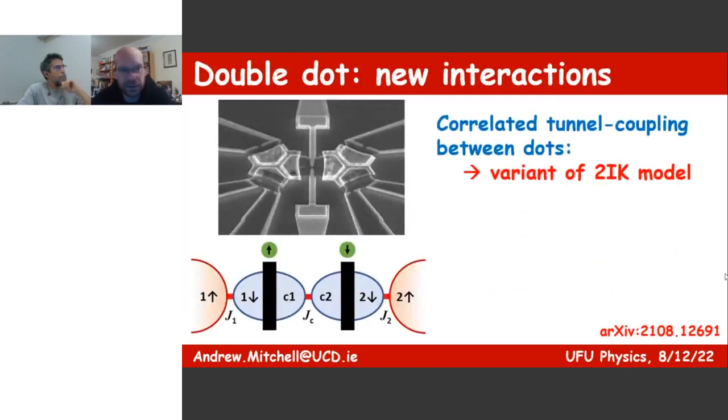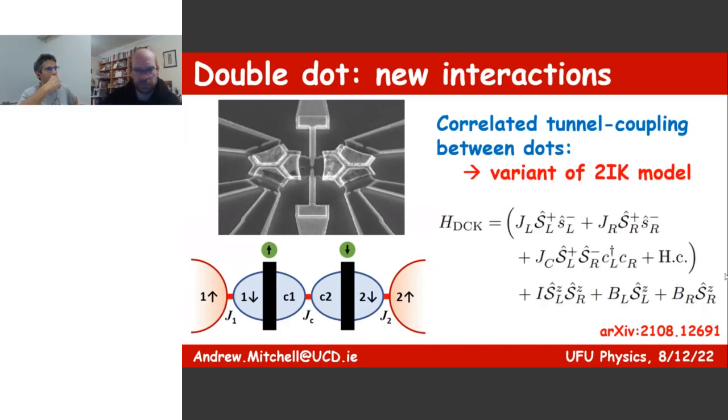And this is the next section, this new paper that I want to mainly advertise in this talk, which is a collaborative work with David Goldhaber-Gordon's experimental nanoscience group. They built this double dot device. So this is the first one of these charge Kondo circuits to involve two such coupled dots. And we were able to show that this is a variant of the famous two-impurity Kondo model. So this is a non-trivial variant that I'll explain now.